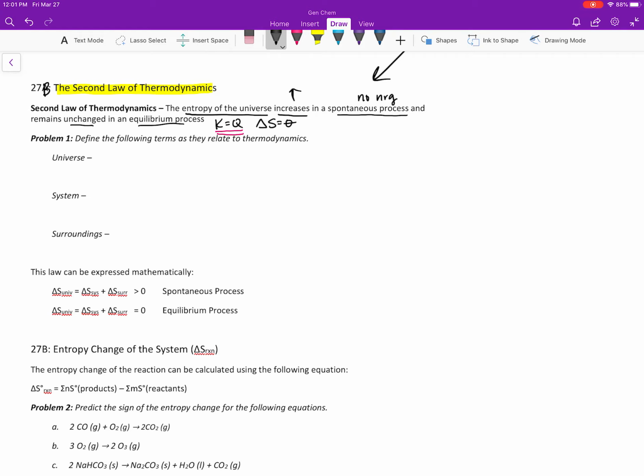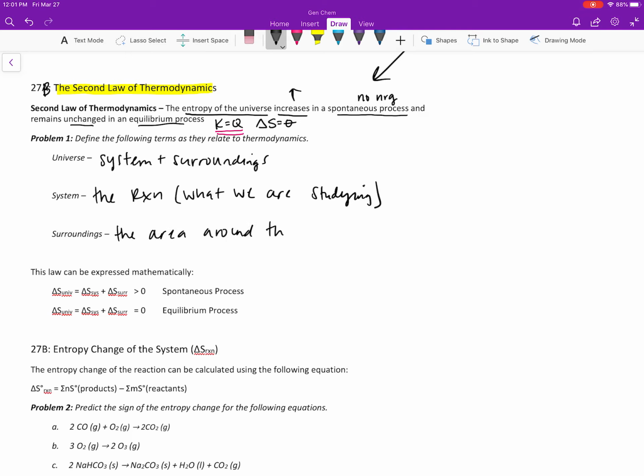Remember, we did a little bit of this when we did calorimetry. The universe is the sum of the system plus the surroundings, so it's everything, all things. The system is usually going to be the reaction, which is what we are studying, measuring. And the surroundings is going to be the area around the reaction, the part of the universe that's interacting with the system. It's much harder to study the surroundings because it's everything else. But if we can study and understand our systems, we can apply that knowledge to the surroundings and have a better understanding.